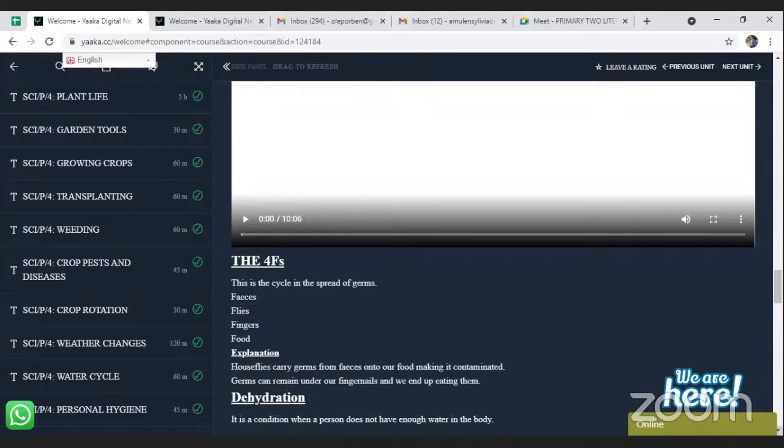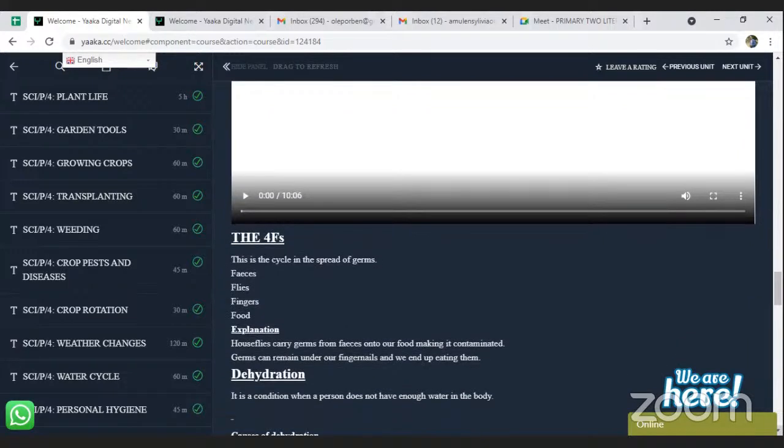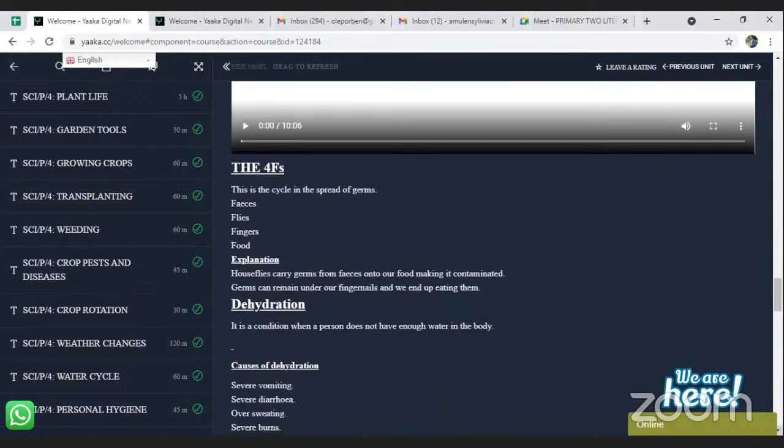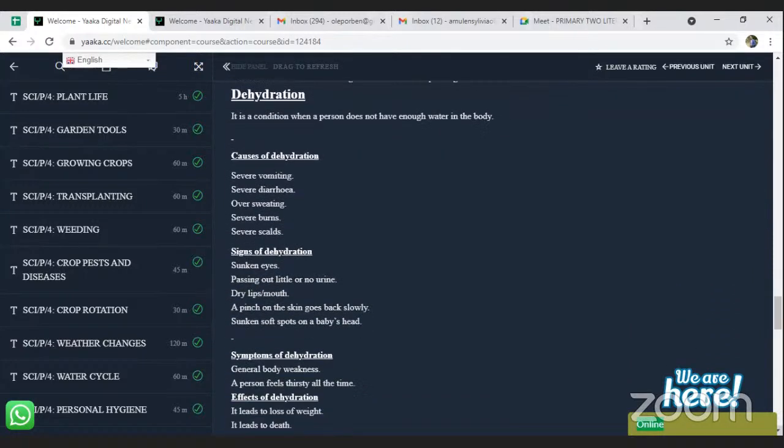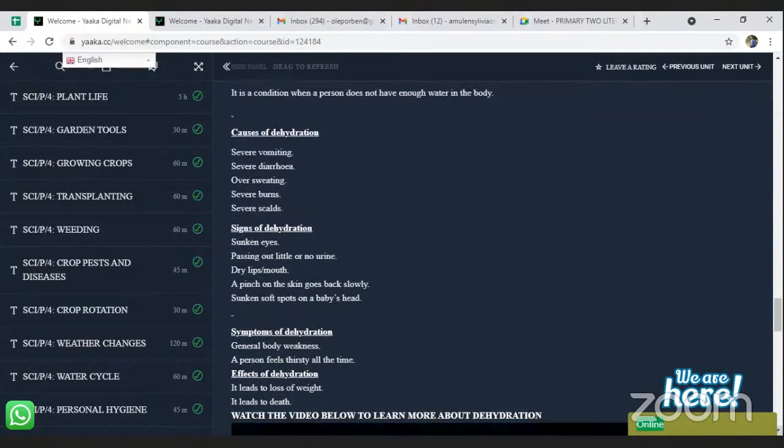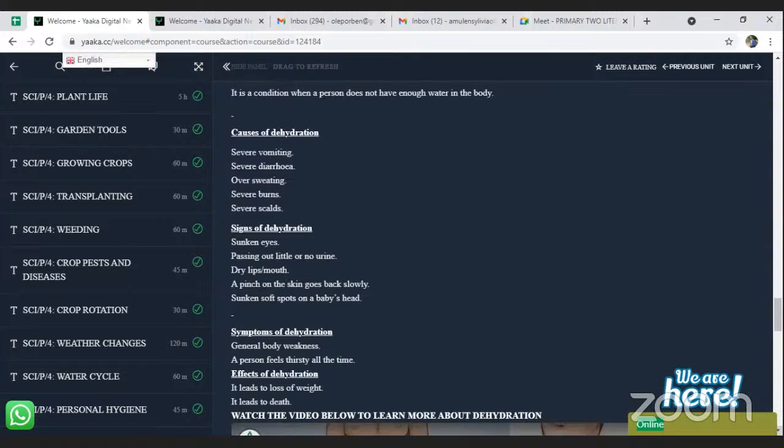Dehydration: it is a condition when a person does not have enough water in the body. Causes of dehydration: severe vomiting, severe diarrhea, oversweating, severe burns, severe scalds. Signs of dehydration: sunken eyes, passing out or no urine, dry lips or mouth, a pinch on the skin goes back slowly, sunken soft spots on a baby's head.